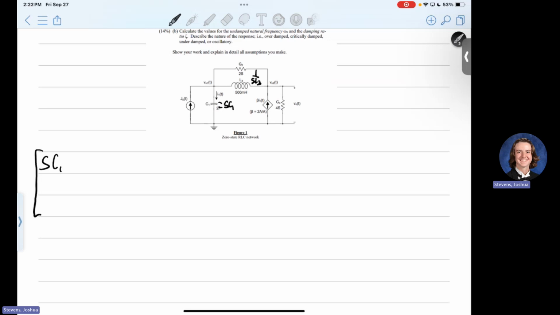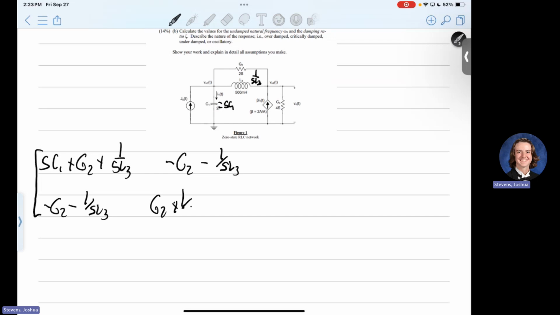So everything going into node 1: SC1 plus G2 plus 1 over SL3. Are we in agreement? Being shared between Vn1 and Vn2 is, well, negative G2, negative 1 over SL3. We agree? Same thing down here. We agree? Okay. Stuff going into Vn2: G2 plus 1 over SL3 plus just G4.